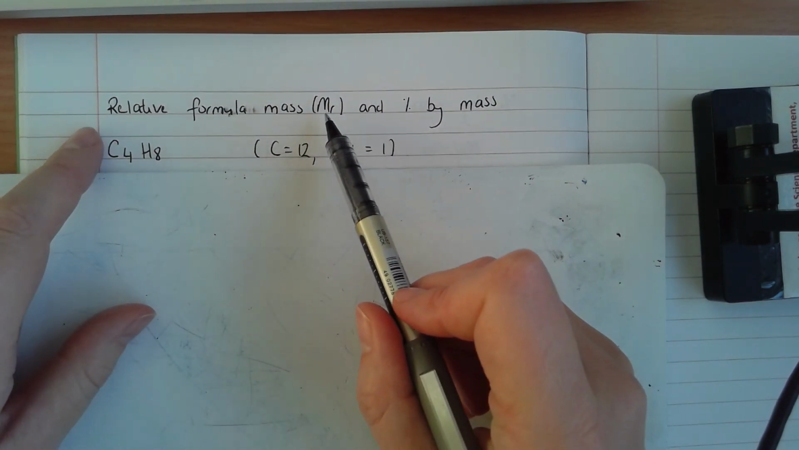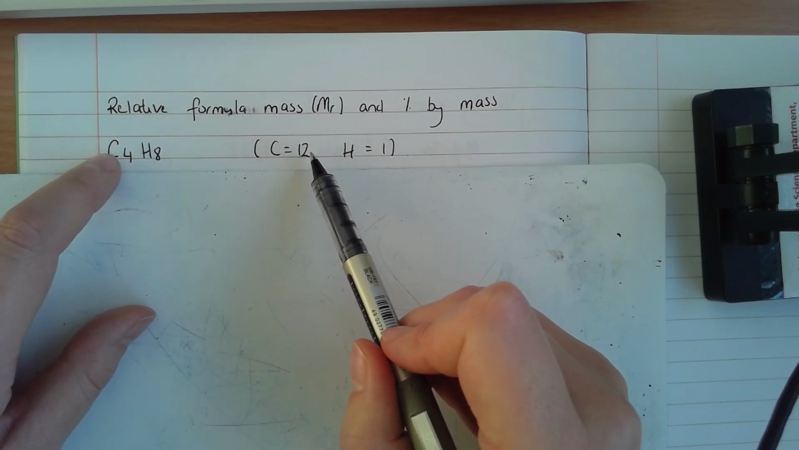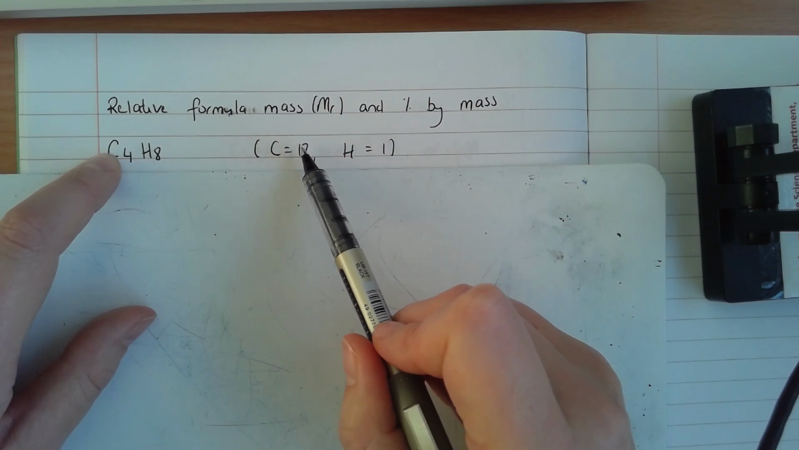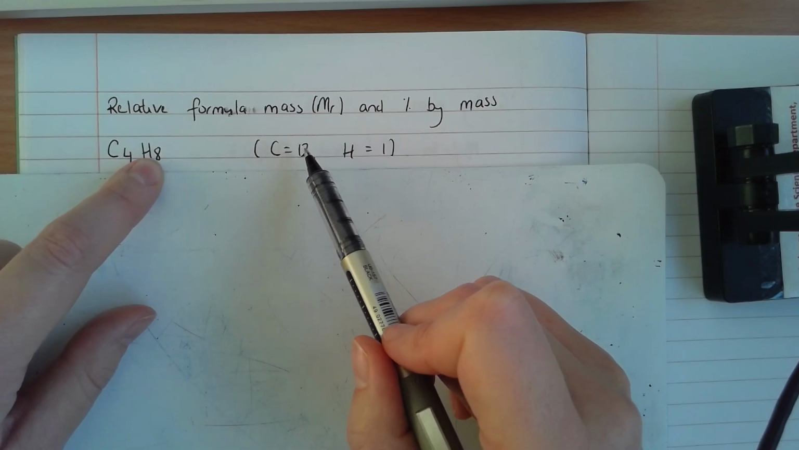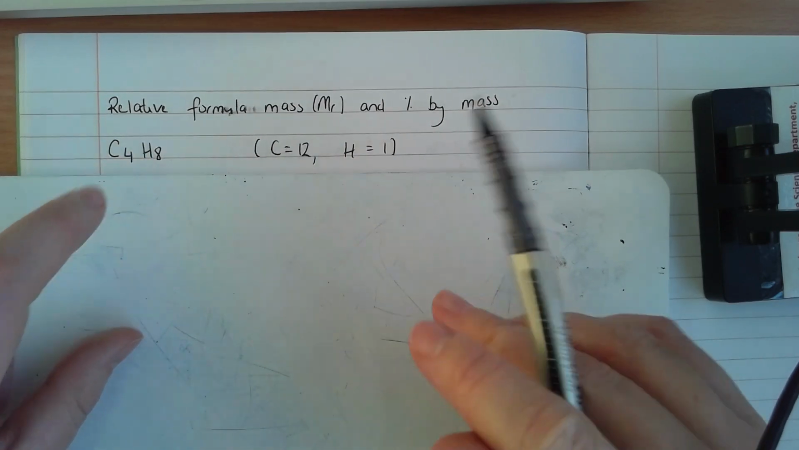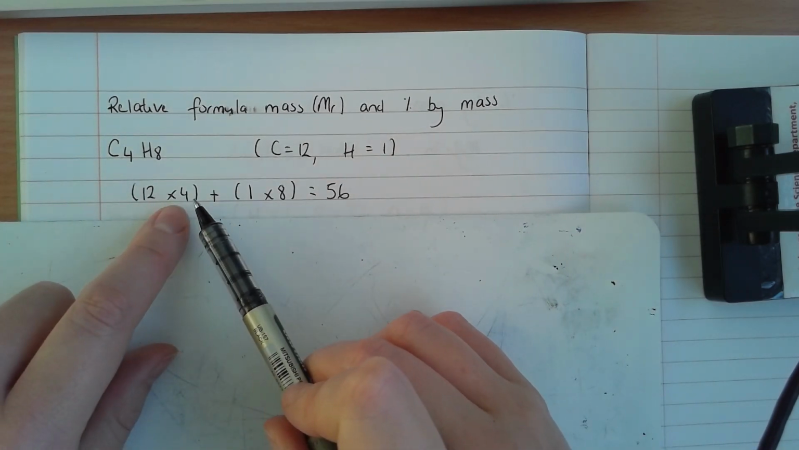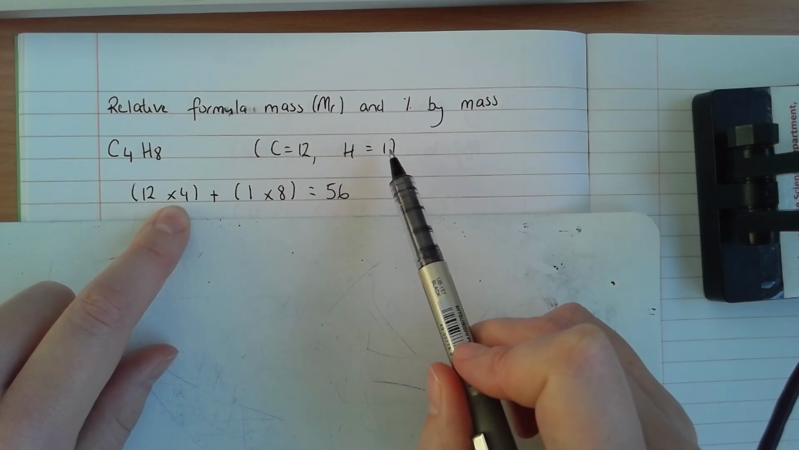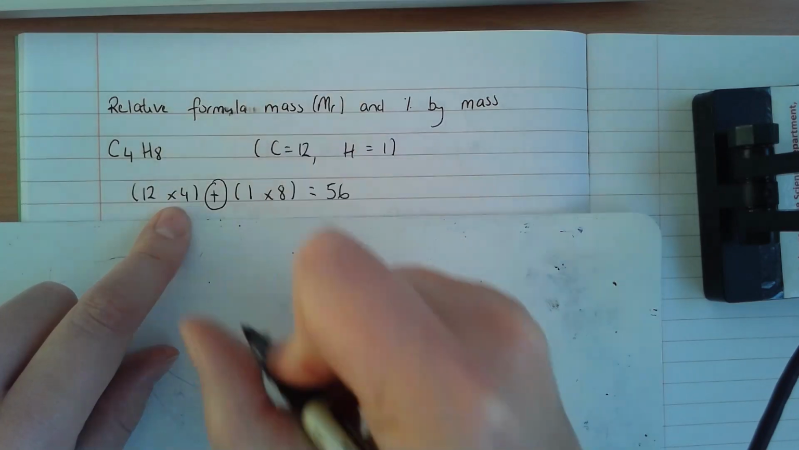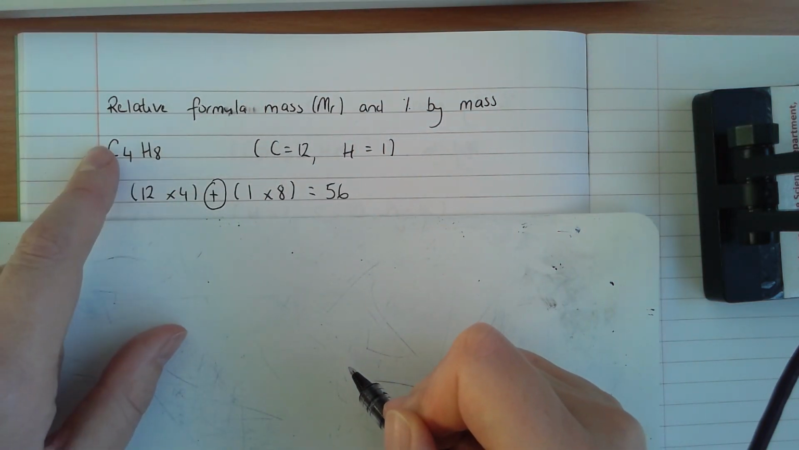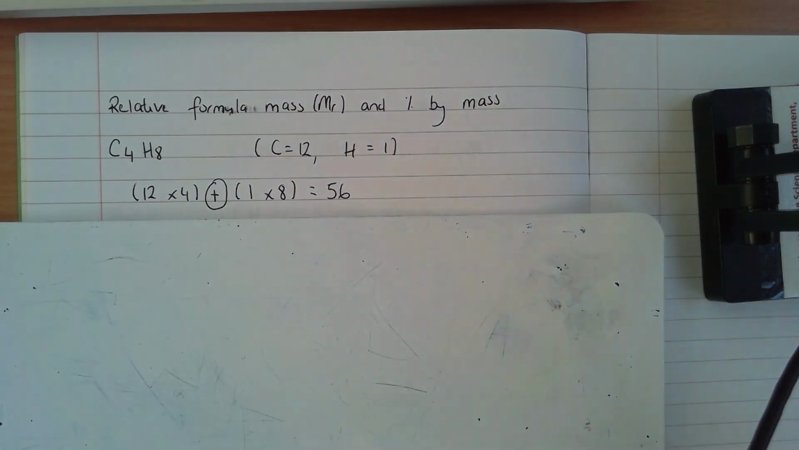And to calculate Mr, all you have to do is add up these numbers. So there's 4 carbons in the formula, so you're going to have 12 and 12 and 12 and 12, so 4 12s. And then you've got 8 hydrogens, which means you need to have 8 ones. Now, rather than writing 12 4 times, I'm just going to do 12 times 4, and rather than writing 1 8 times, I'm going to do 1 times 8. But it's really important that you are adding those numbers together. So you work out carbon, you work out hydrogen, then you add them together and you get 56.